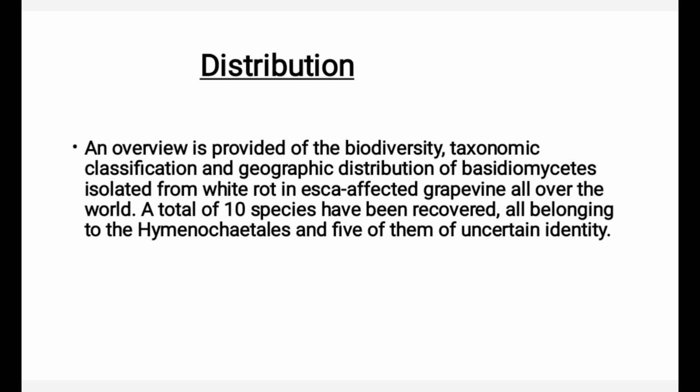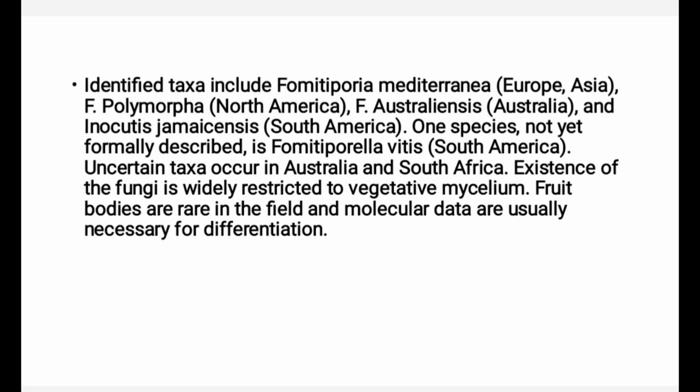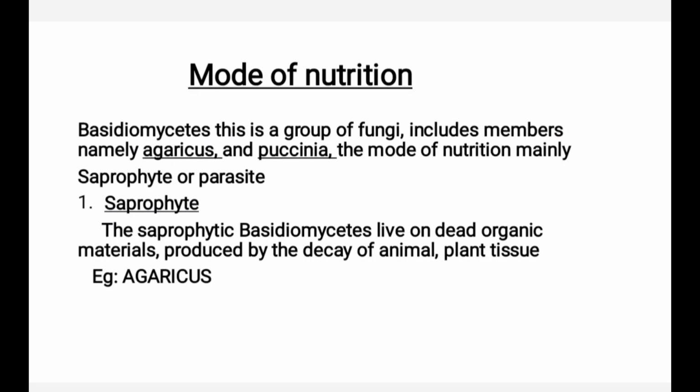A total of 10 species have been recovered, all belonging to the Hymenochaetales, and 5 of them of uncertain identity. Identified taxa include Fomitiporia mediterranea, Europe, Asia; Fomitiporia polymorpha, North America; Fomitiporia australiensis, Australia; and Phellinus jamaicensis, South America. One species not yet formally described is Fomitiporella vitis, South America. Uncertain taxa occur in Australia and South Africa.